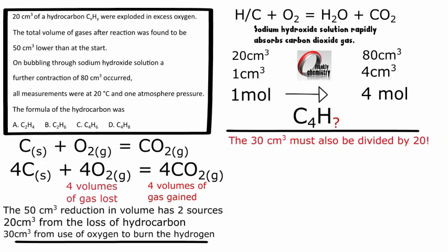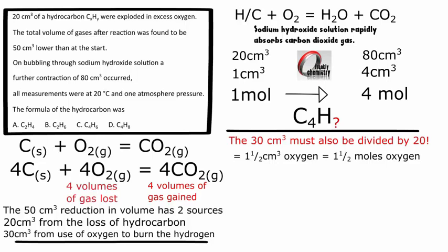So let's see what we can elucidate from that. But before proceeding, we must bear in mind that we divided by 20 up at the top right there. So I do need to divide the 30 cubic centimeters by 20. So that will give me 1.5 cubic centimeters. And again, applying Avogadro's principle, that's equivalent to 1.5 moles of oxygen. So we know that 1.5 moles of oxygen reacted with the hydrogen in the hydrocarbon.